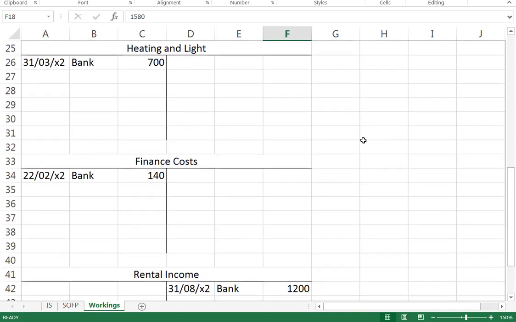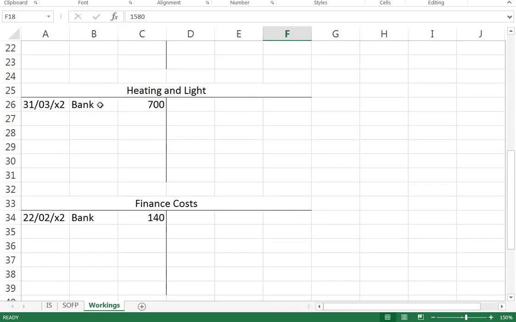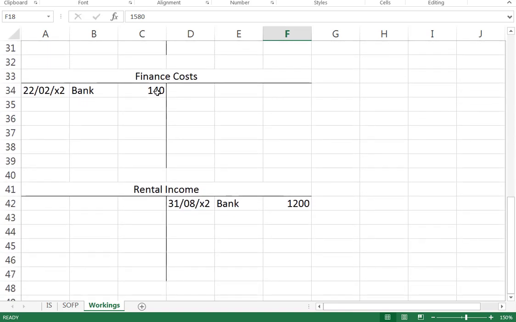But we know that there is more paid out of that that hasn't even been recorded yet, so we need to do that. Heat and light at the moment, it's told us that on the 31st of the 3rd X2 we paid 700, so we've literally just popped that in. Finance costs of 140 were paid on the 22nd of the 2nd X2. And rental income was shown there on the 31st of the 8th X2 as coming in, rental income of 1200.